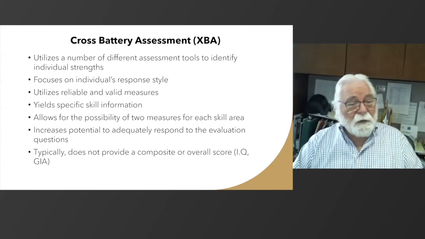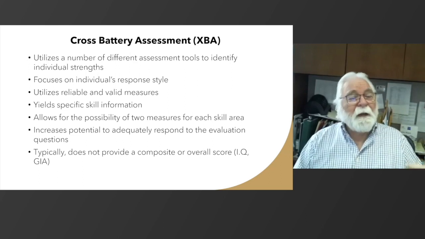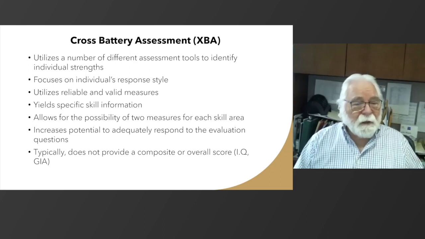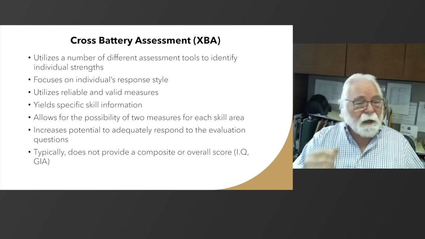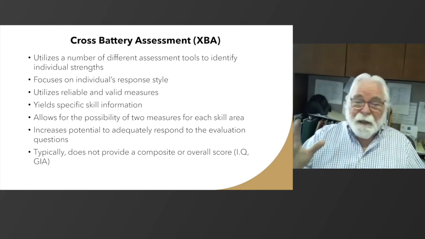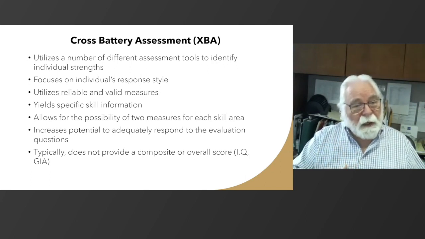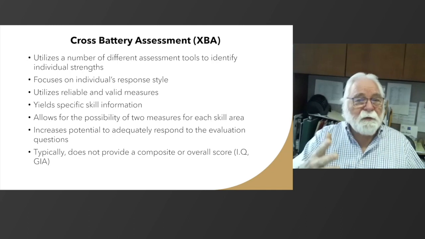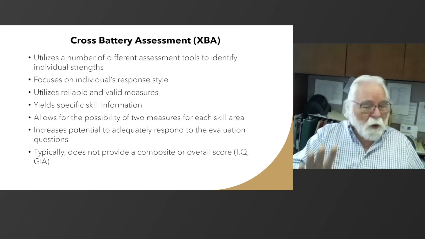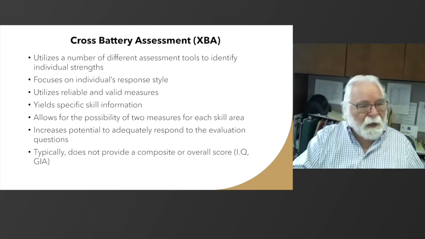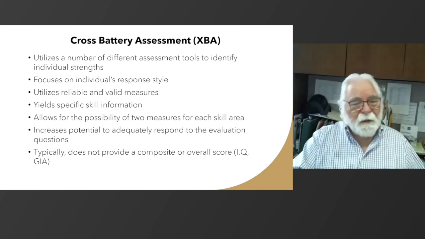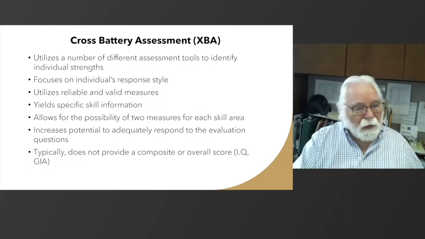Here's the thing that we always mention: if we're going to use this approach during a comprehensive evaluation, you typically will not get a composite or an overall score, something like a GIA or an IQ. The exception being, if for some reason you had a youngster who was able to respond to all of the 5 tests on the low verbal portion of the Stanford Binet, you would be able to get what's called a low verbal IQ score.